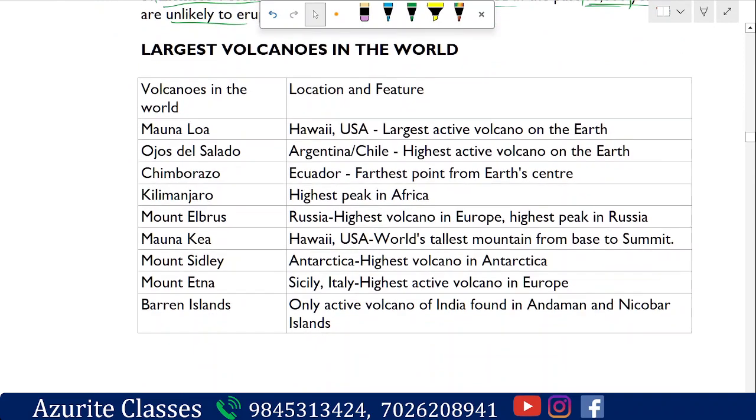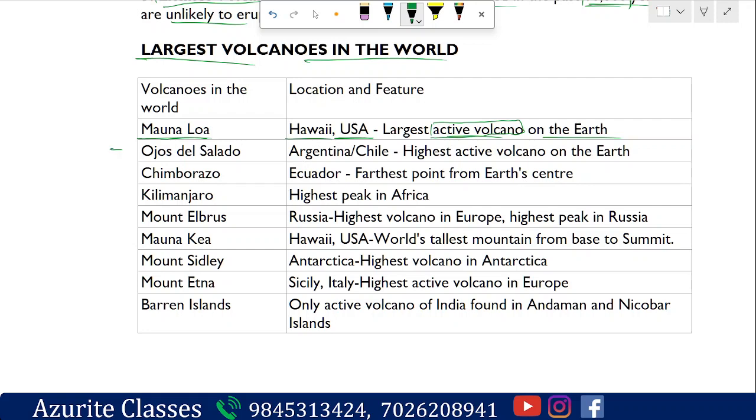So, largest volcanoes, let us know about them. Mauna Loa, where is it? It is in Hawaii, USA. It is the largest active volcano on the earth. Active volcano means it has the potential to erupt, it may erupt anytime, we don't know. That is in the USA, in Hawaii.